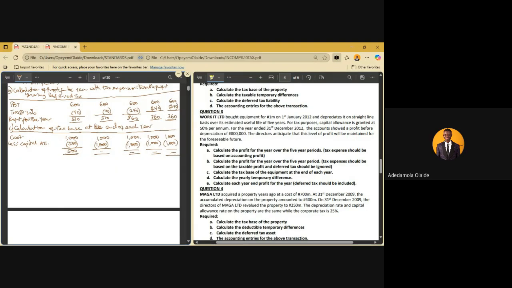Then we are asked to calculate the yearly temporary difference. For us to calculate the yearly temporary difference, we need to calculate what is the carrying amount of the asset. You can say workings 2, calculation of carrying amount.